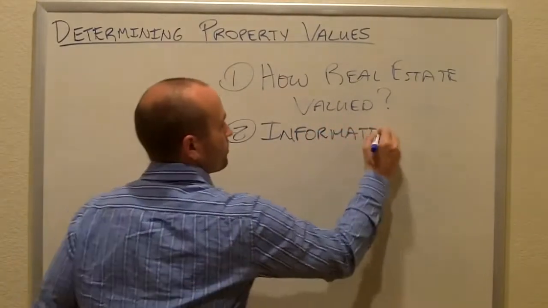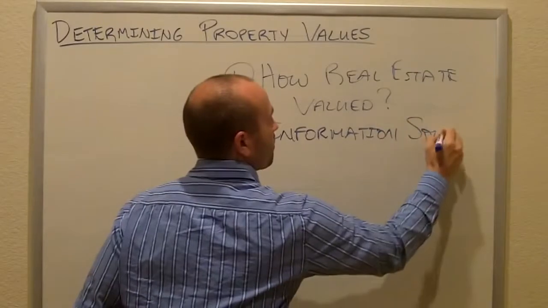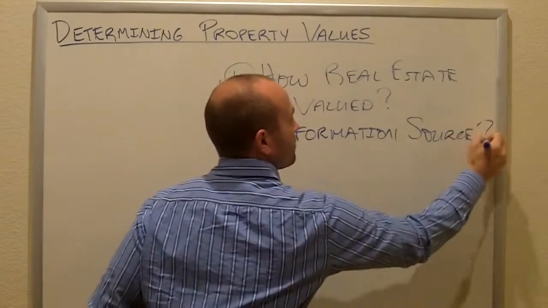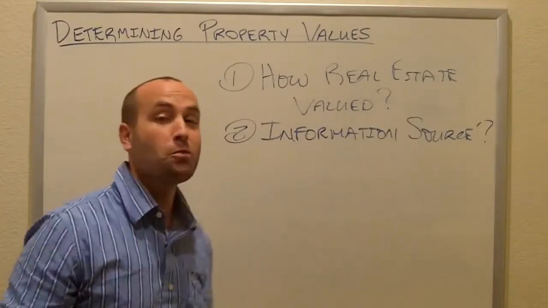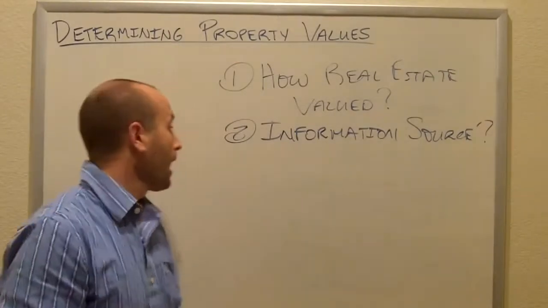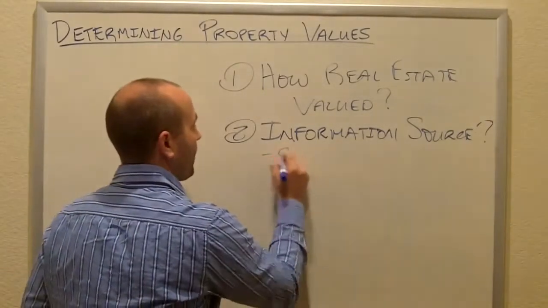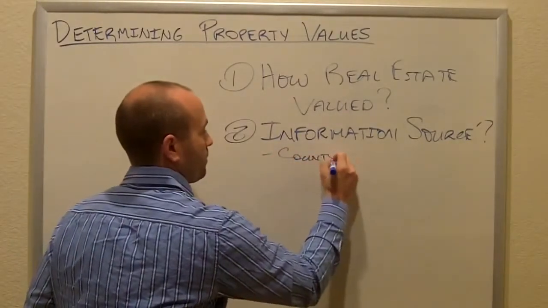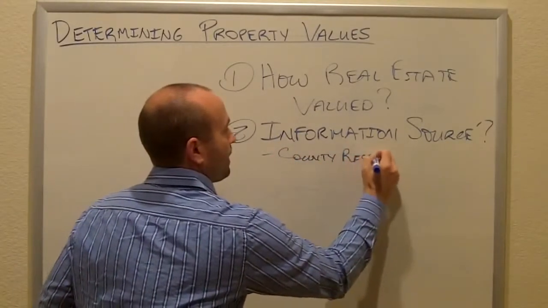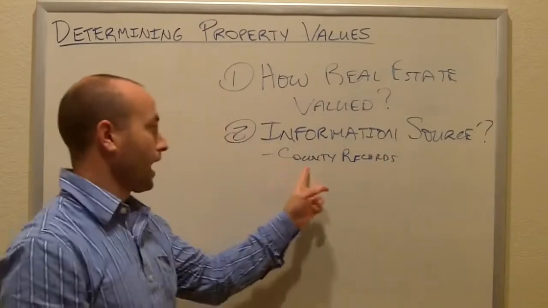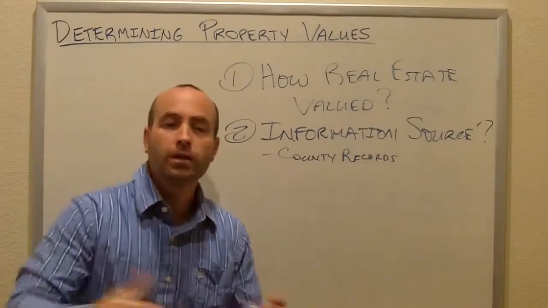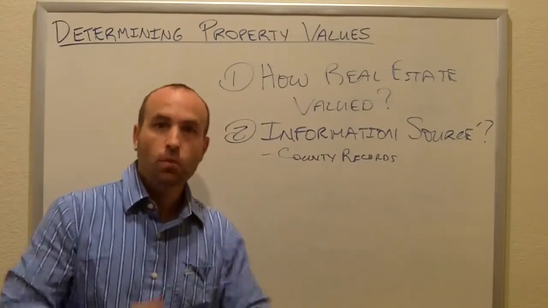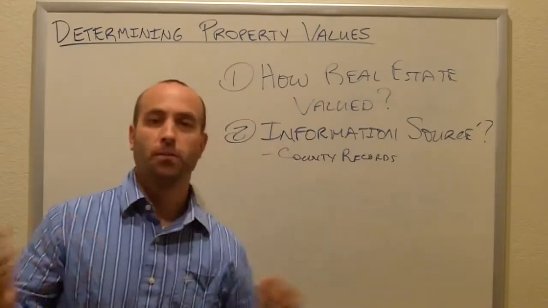Information source. That's what I'll put on this board because it's easy to fit. Where is the information coming from? All right, there's two places where it actually comes from, and the first one is county records. And county records is what can cause a lot of confusion. Let me talk about that. County records. Okay, so in every county in America, you have different departments.